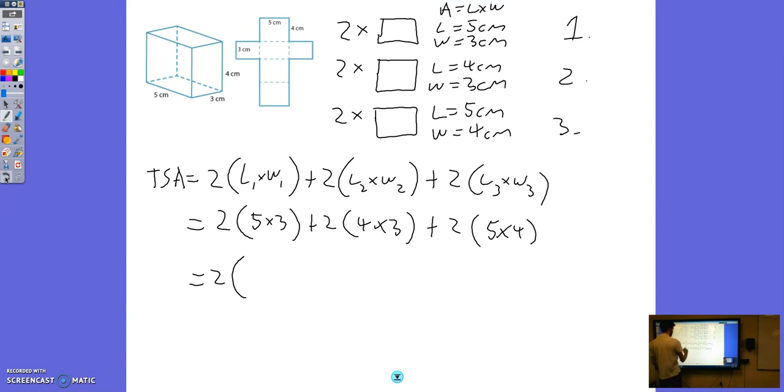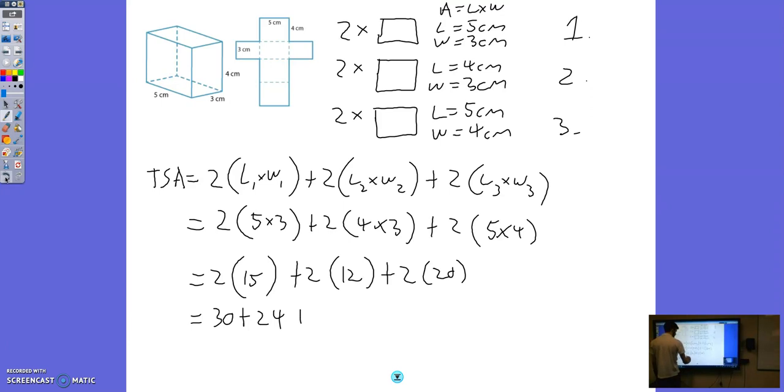Equals 2 times 3 times 5 is 15. Plus 2 times 4 times 3 is 12. Plus 2 times 5 times 4 is 20. We'll expand. 2 times 15 is 30. 2 times 12 is 24. And 2 times 20 is 40. When we add these together, 30 plus 40 is 70, plus 24 is 94 centimeters squared.